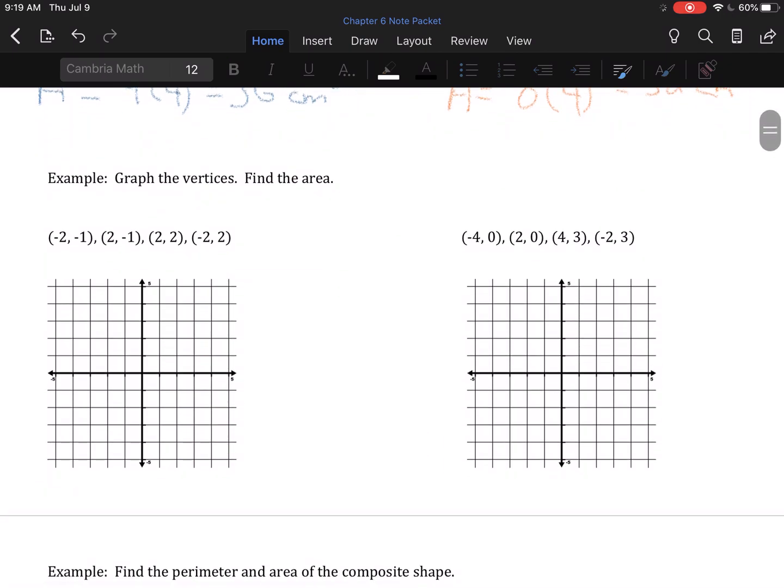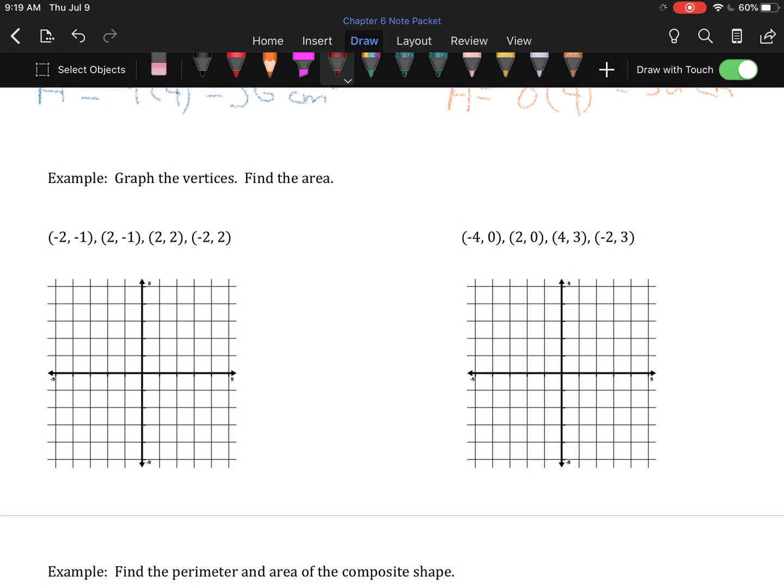You're also going to be tasked with getting area of shapes based on plotting points and connecting them. The good thing is these will be rectangles and squares because you can't count diagonally for area to do distance yet. So -2, -1 is left 2, down 1. 2, -1 is right 2, down 1. 2, 2 is right 2, up 2. And -2, 2 is left 2, up 2. So here is our rectangle.